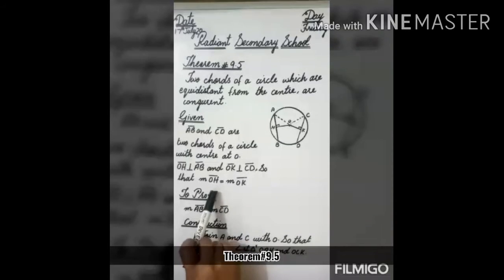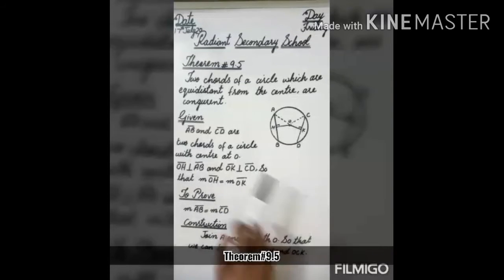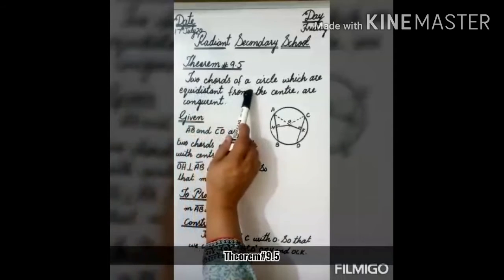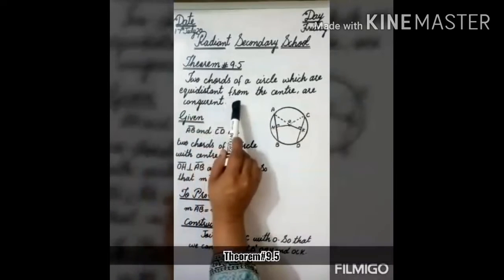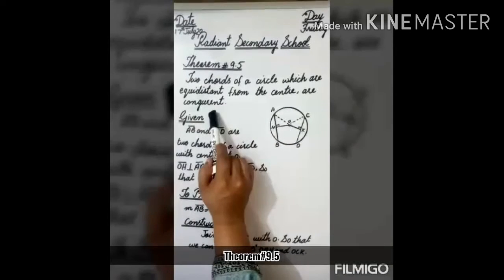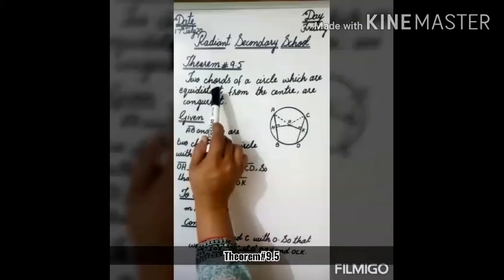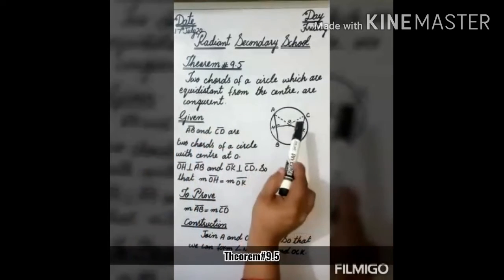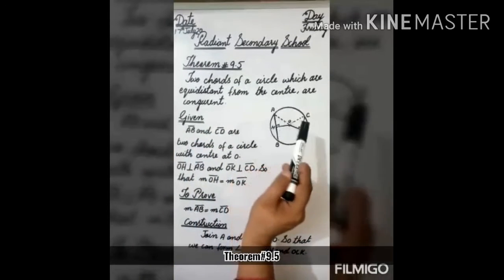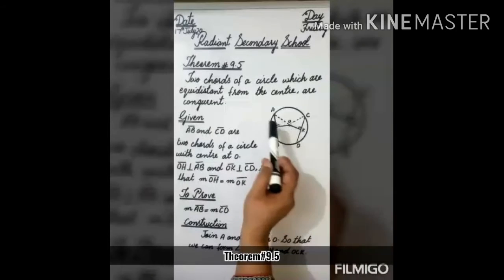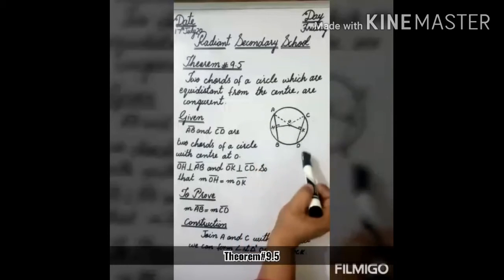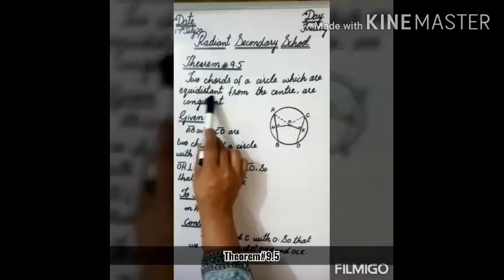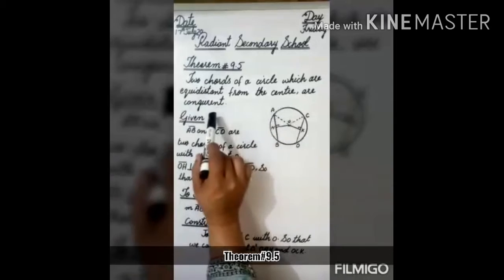Now this thing we are having in our given. Now move on to the statement of the theorem. The statement of the theorem is, two chords of a circle which are equidistant from the center are congruent. Chords, you know very well, chords mean the join of any 2 points on the circumference of a circle. It is called a chord. Now in this diagram we have two chords AB and CD, which are equidistant. Equidistant means equal distance from the center.